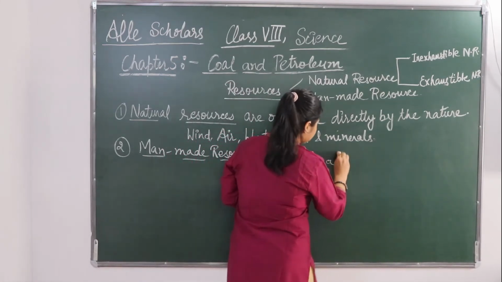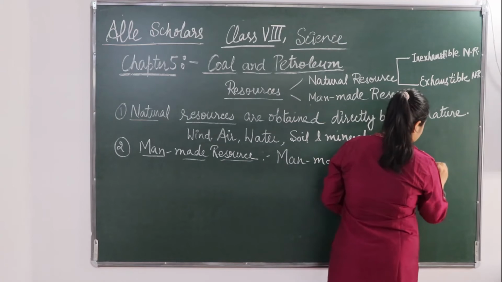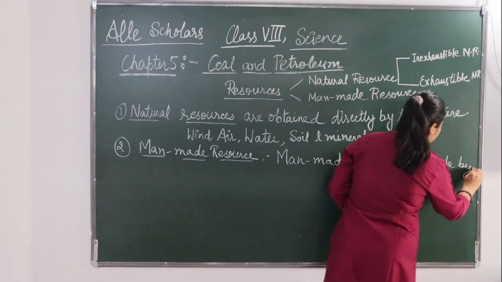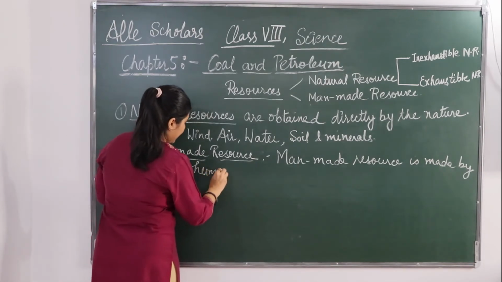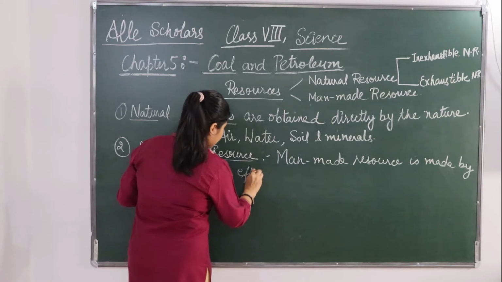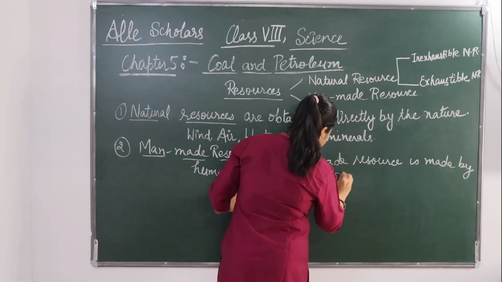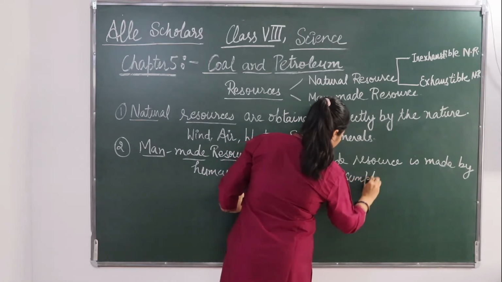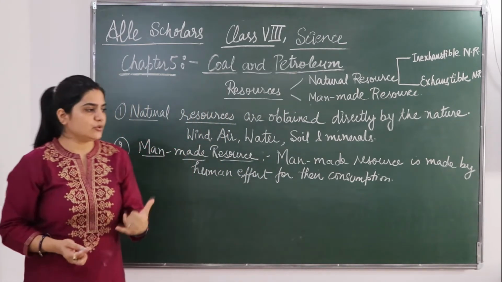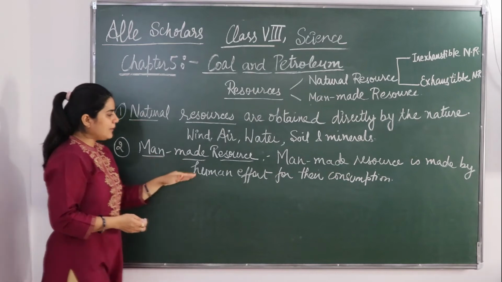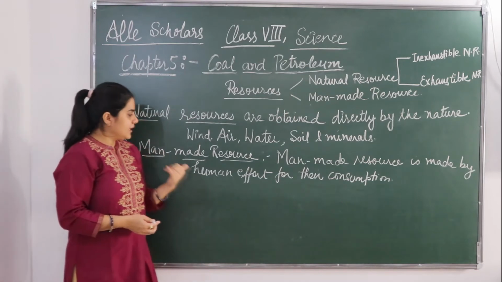Man-made resource is made by humans, made by human effort for their consumption. Okay, we make it for our consumption. We need to consume it, so we make it. So these man-made resources are not available naturally. You can't find them naturally.